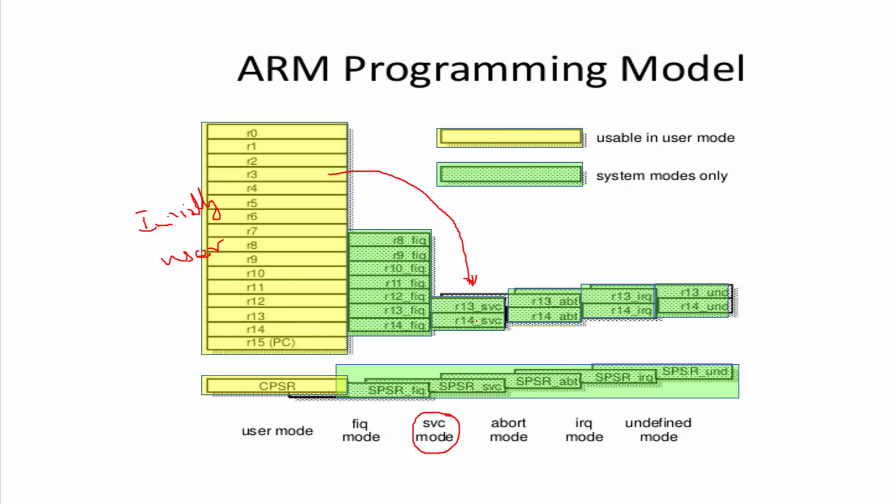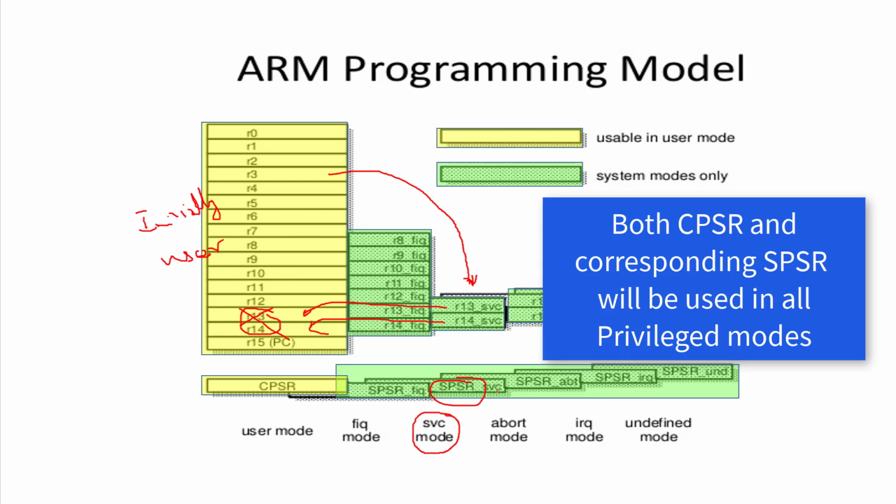In that case, what will happen? See these banked registers R13 and R14 will replace this register R13 and R14. Okay, these two registers will not be used. Instead, these two registers will replace these two registers and all other registers will be working. Okay, similarly this SPSR corresponding to the supervisor mode will come into picture.